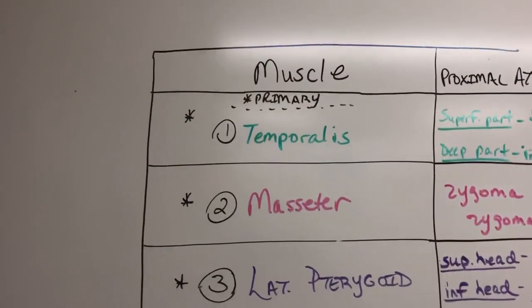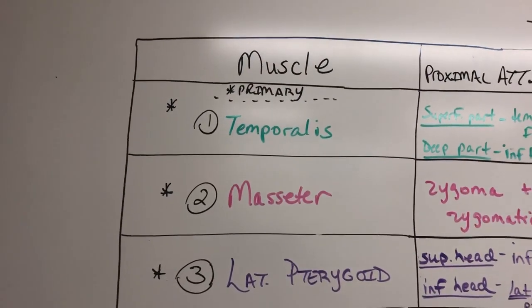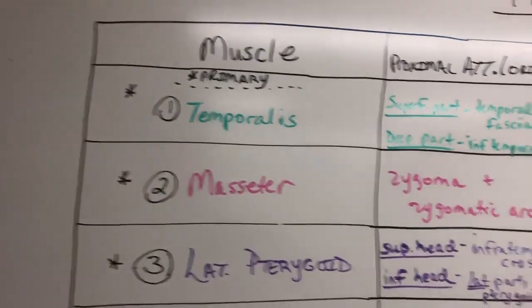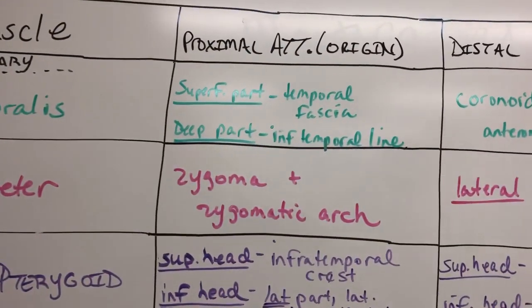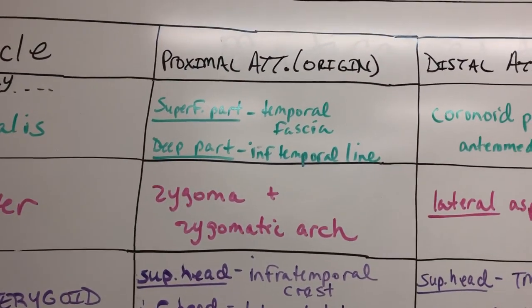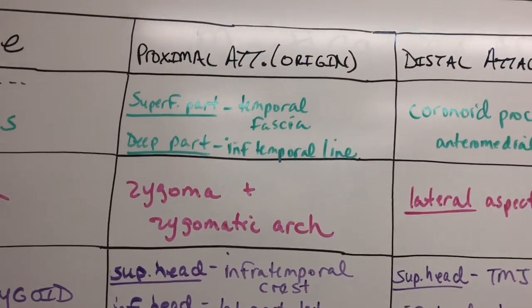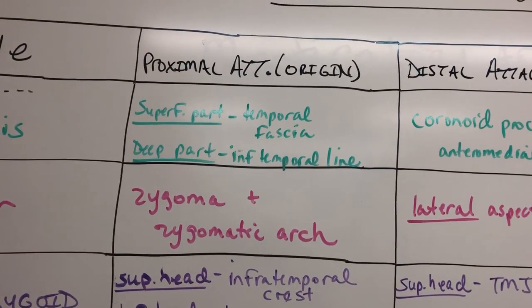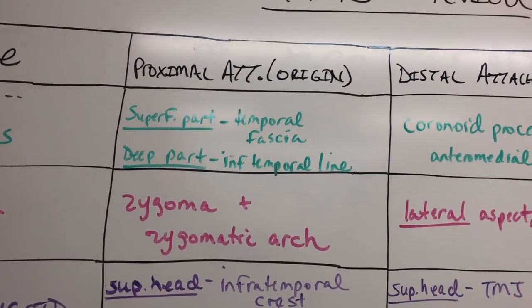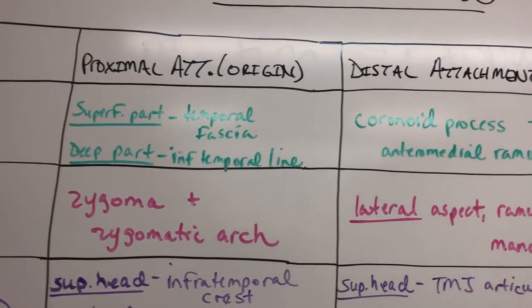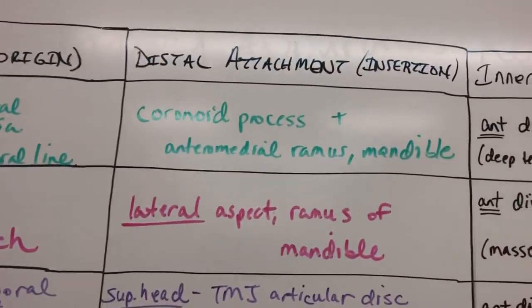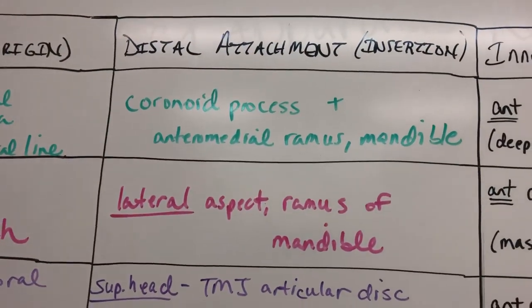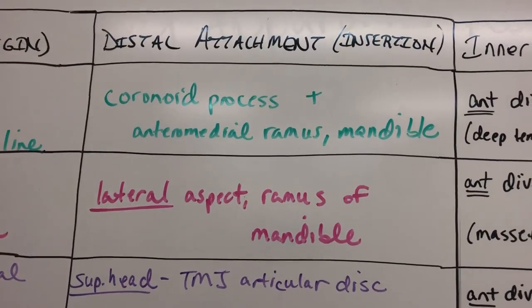Moving to masseter. Masseter is a major muscle of mastication, a primary muscle. It's the strongest of all four. This muscle's proximal attachments come from the zygoma, which is the central part of the zygomatic bone, as well as the zygomatic arch, which is formed by the zygomatic process of the temporal bone and the temporal process of the zygomatic bone. The distal attachment, or the insertion, is the lateral or external aspect of the ramus of the mandible.